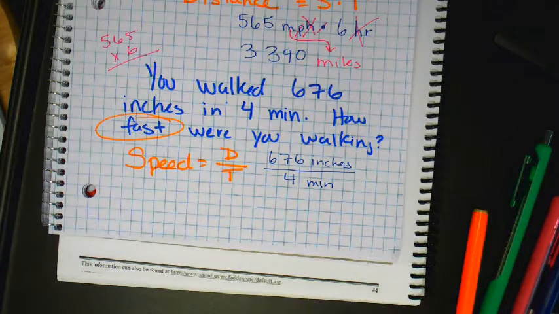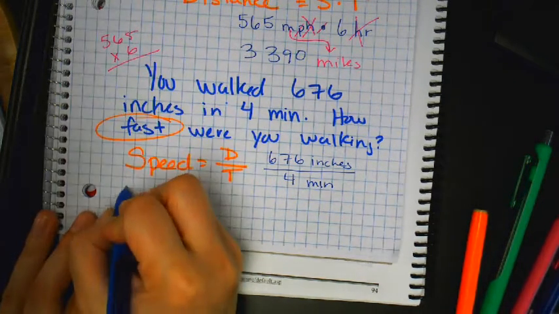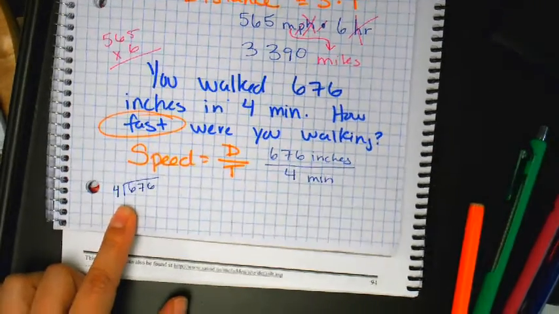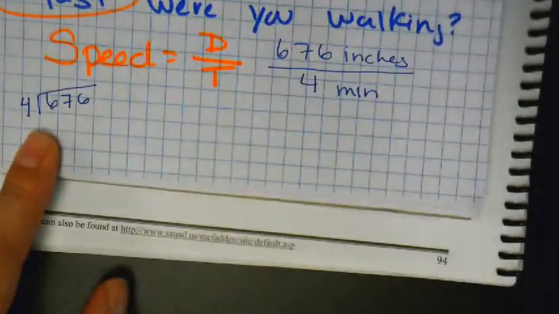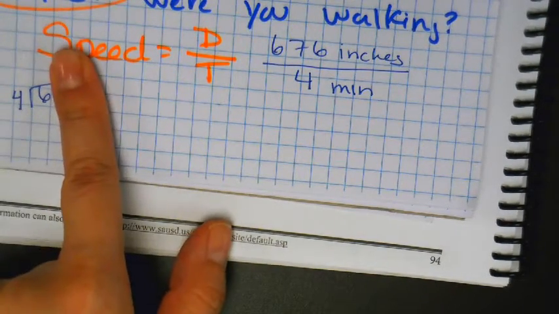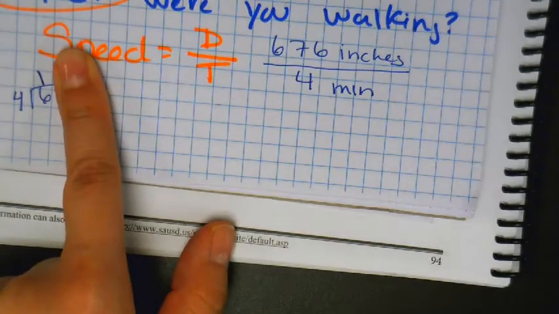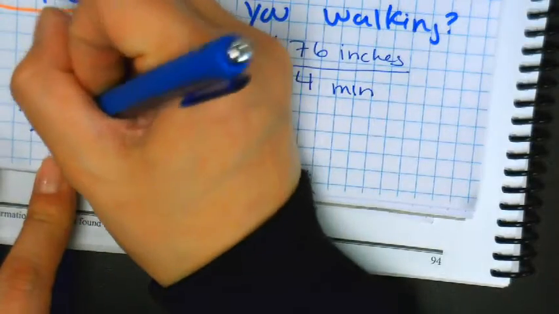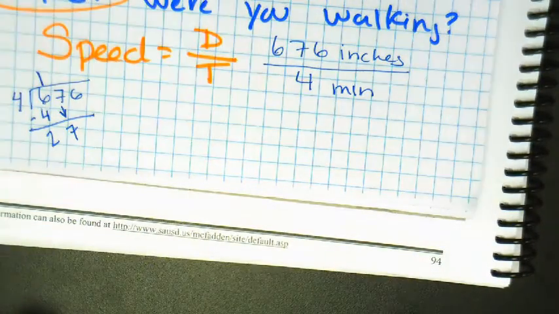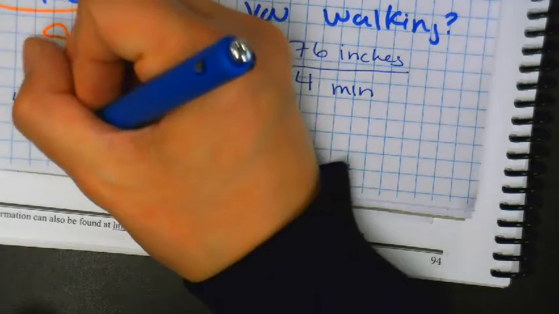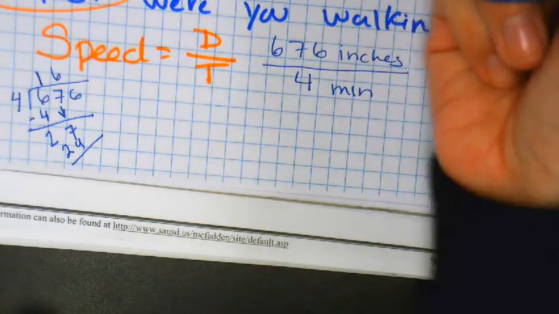Okay, so the first thing is we got to do the math. So 676 divided by 4. Try it out. Try out this long division. It's not going to end in a decimal. It's going to be a nice number. How many times does 4 go into 6? 1. Put the 1. 4 times 1? 4. Remainder? 2. Bring down the 7. How many times does 4 go into 27? 6. What's 6 times 4? 24. Remainder? 3. Okay, continue.